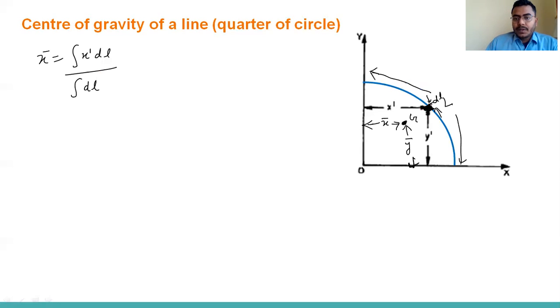Now, for the dl, the centroid will be here for the small length, and the distance of the centroid to the y-axis is x dash, and from the x-axis is y dash, right? So I am drawing a line, and the radius of the circle is capital R. This will also be capital R. So this is also the radius.